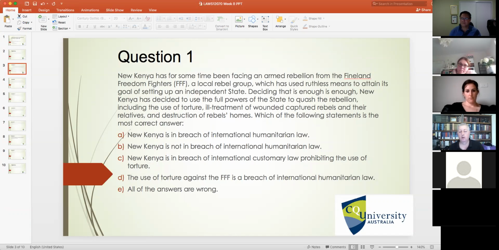A. Do you want me to read that or not? Yes, please. Please read it. A. New Kenya is in breach of the international humanitarian law. B. New Kenya is not in breach of international humanitarian law. C. New Kenya is in breach of international customary law, prohibiting the use of torture. D. The use of torture against the FFF is a breach of international humanitarian law. Or E. All the answers are wrong.